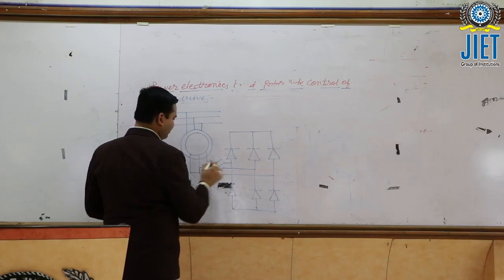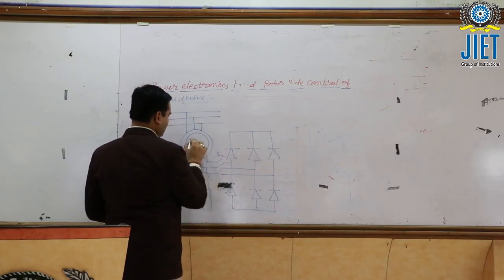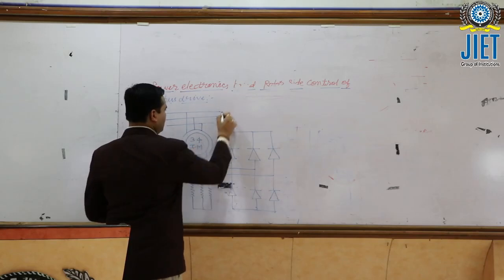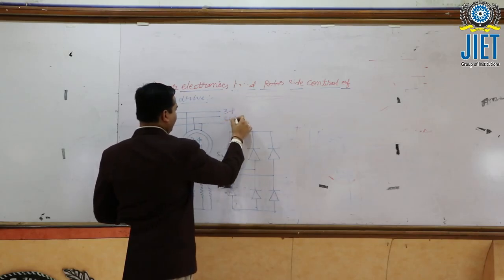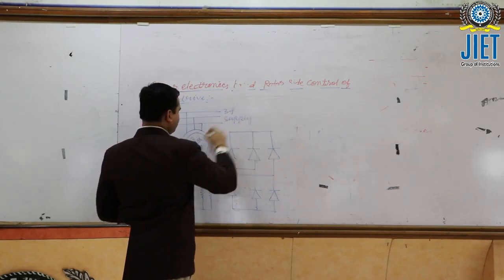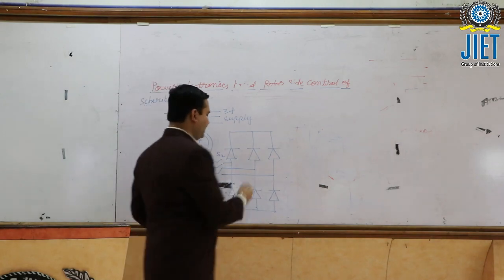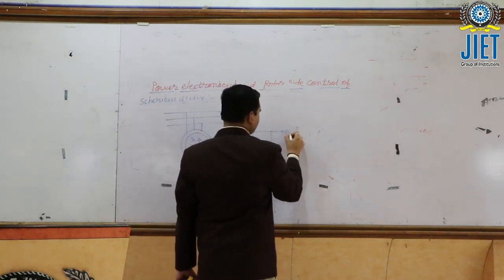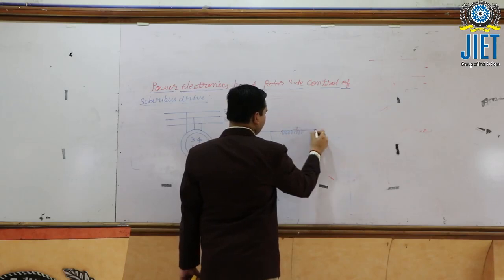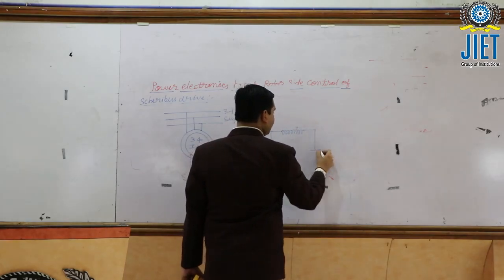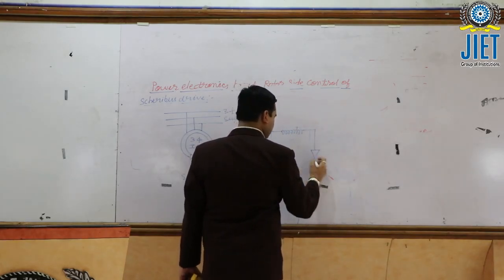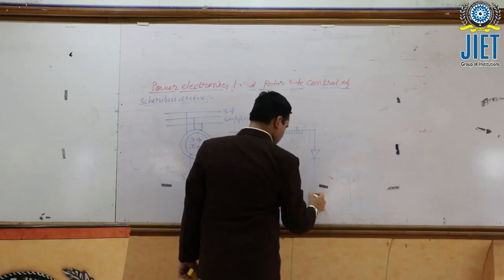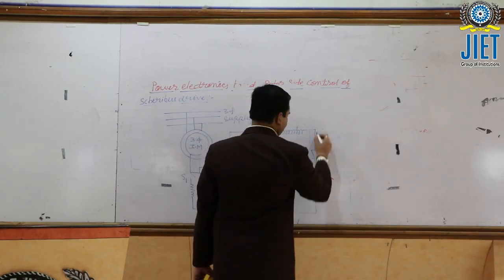This is marked as switch S1, this is S2. This is the three-phase induction motor. This is the three-phase supply given to the stator of the induction motor. Then we will connect a DC link here. This is the DC link. Then a thyristor bridge is connected. This is the thyristor bridge.